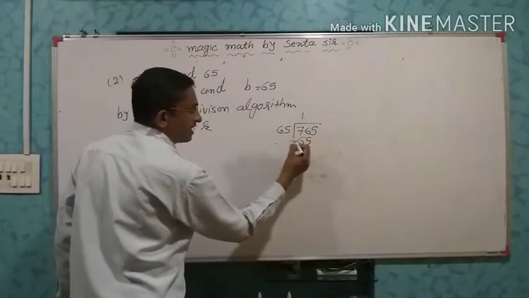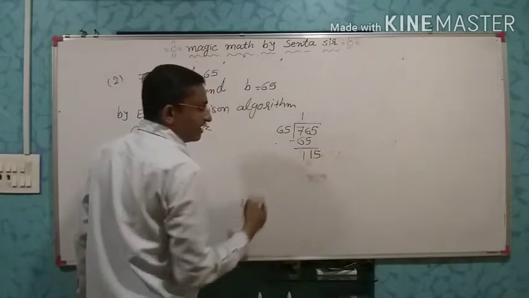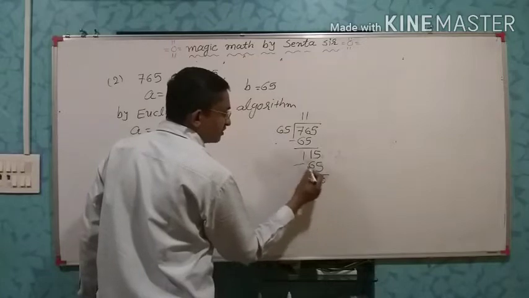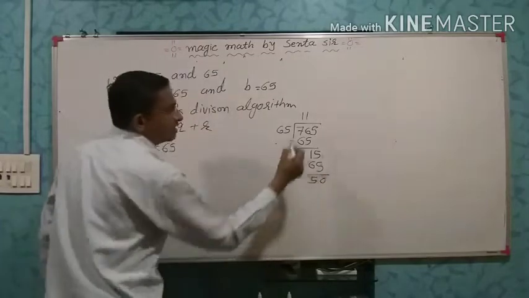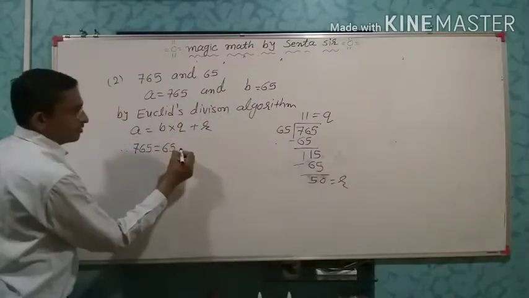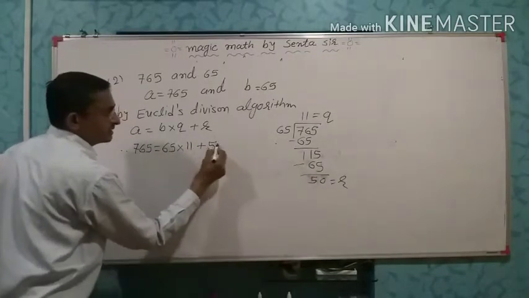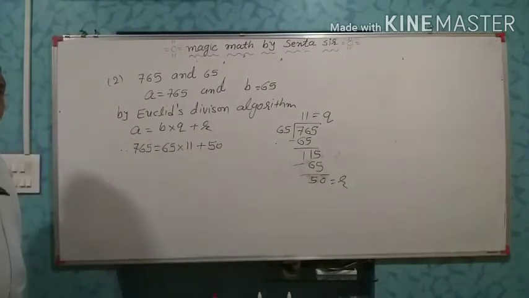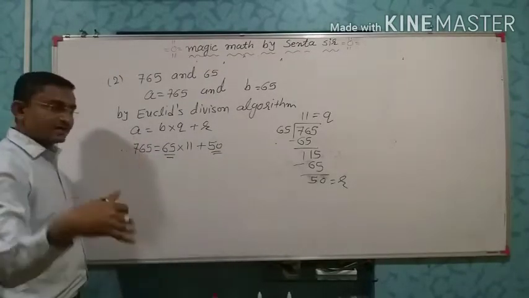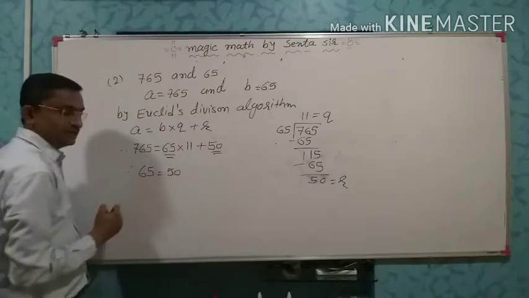65 ones are 65. 7 minus 6 is 1. 5. 65 ones are 65. 11 minus 6 is 5. So 11 is quotient and remainder is 50. Quotient कितना आया? 11 plus remainder 50. Friends, now we take second number and fourth number in next step. Therefore 65 is equal to 50.